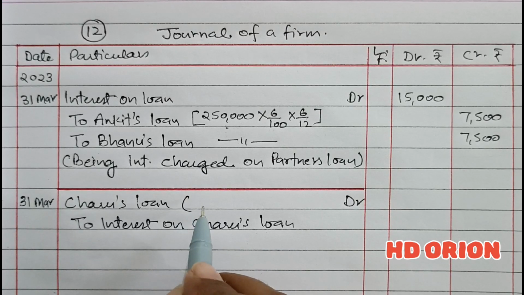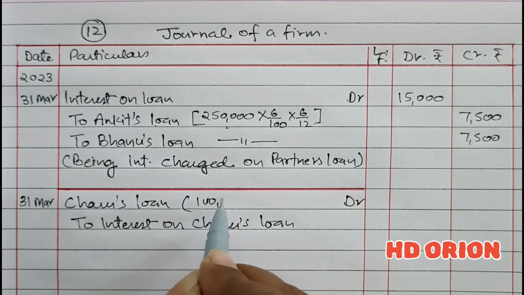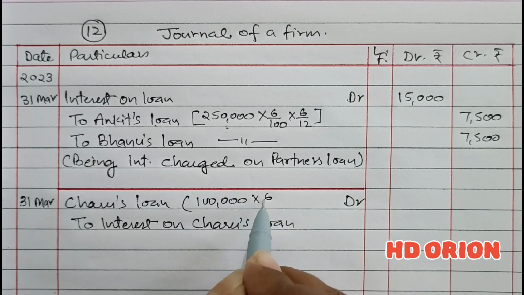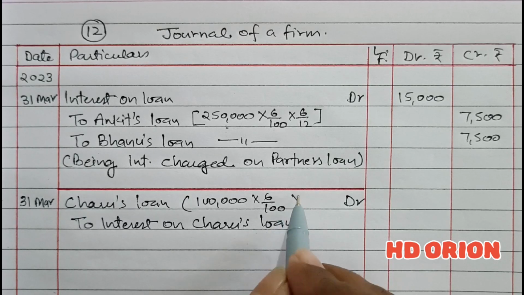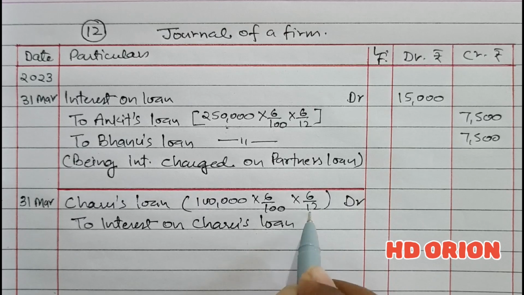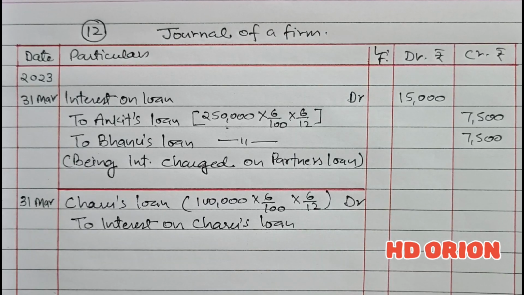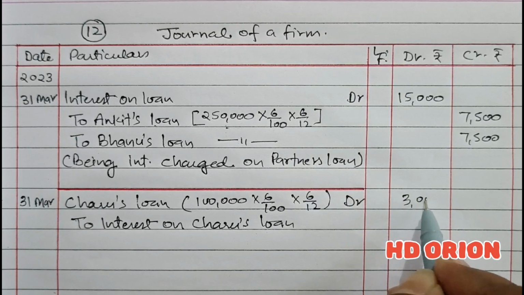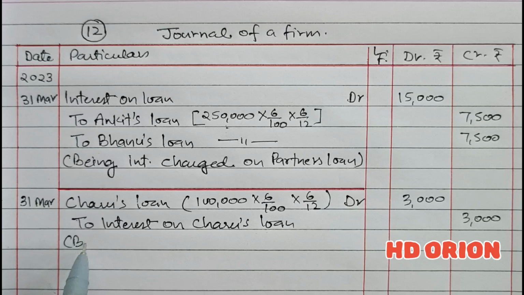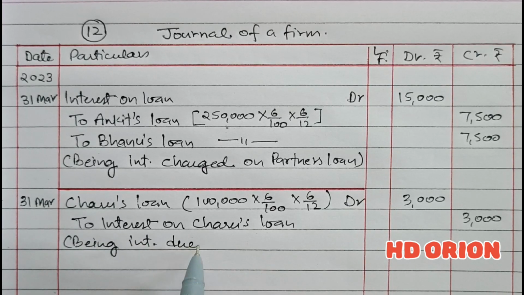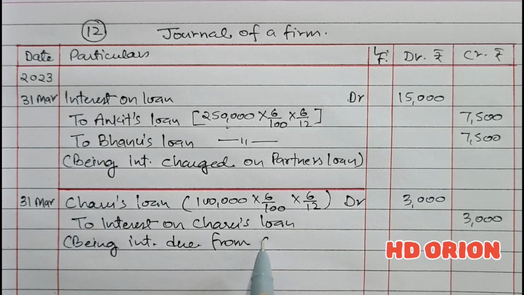And the amount is how much? 1 lakh rupees is the loan amount. On this 6% per annum as written in the partnership deed is to be provided, and for the period, and this period is also 6 months, that is from 1st of October to 31st of March, and the amount is 3000 rupees. Being interest due from Charu.